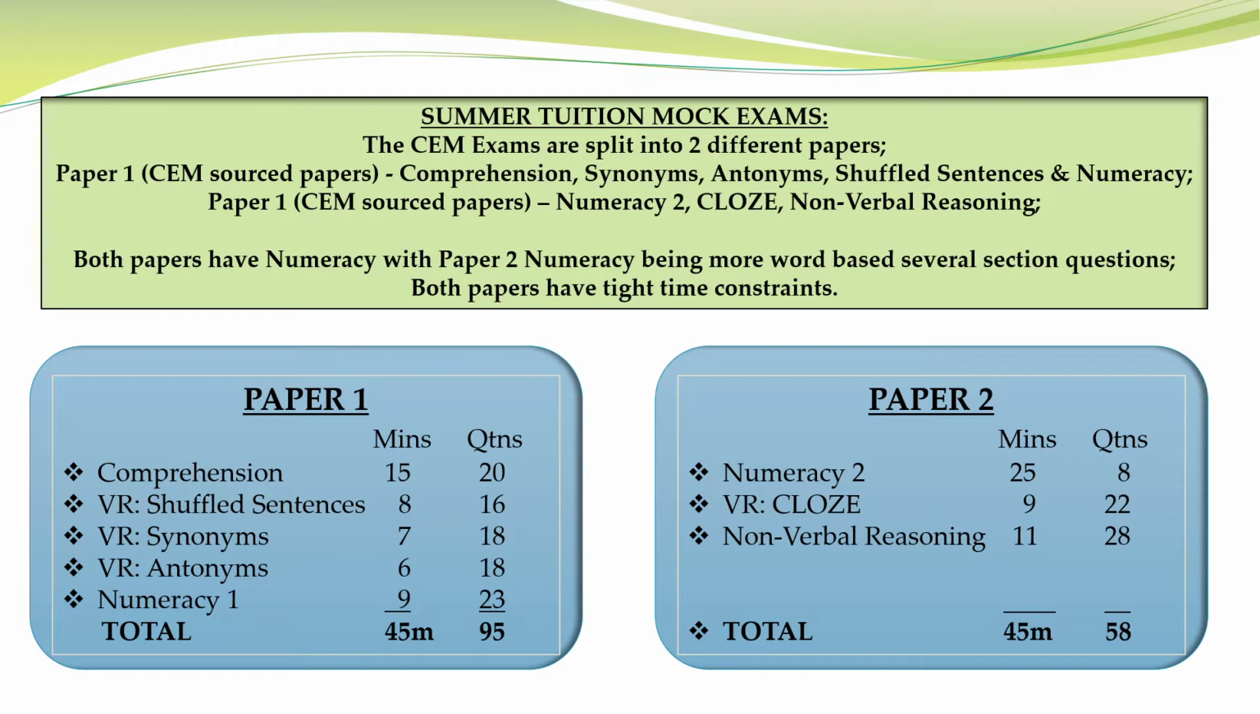So paper 1, again, just to recap, 45 minutes, 95 questions. Paper 2, 45 minutes, 58 questions. This replicates the type of test that I'll be putting students through, and I've got a series of these to put them through. And the key thing, as you can see, and it's why I've been focusing heavily on it, are things like synonyms, antonyms, cloze sections.